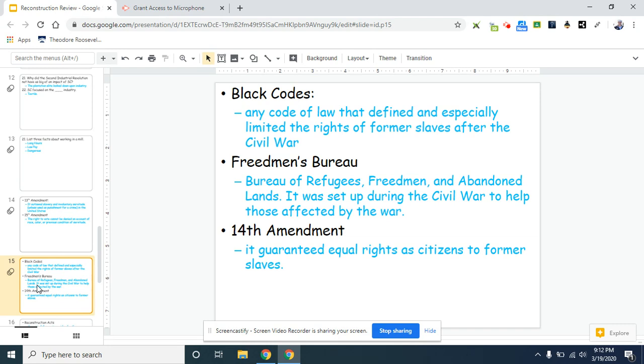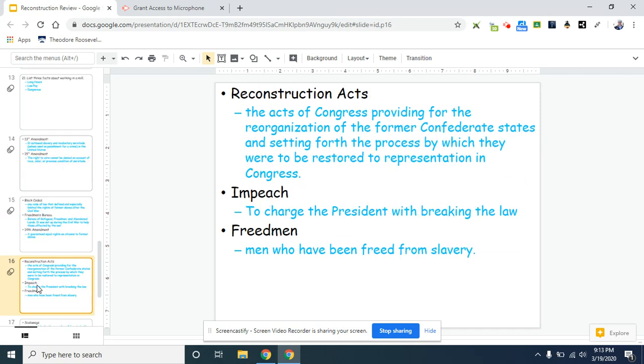Boom. There you go. 14th Amendment, it guarded equal rights as citizens to former slaves. So, in other words, equal protection of the law, that Dred Scott case issue, the 14th Amendment said, done with that. If you're now a citizen, you can sue in court, do everything else. You have all the rights of being a citizen. You can't be a half citizen. That doesn't even make sense. All right, so the 13th, 14th, and 15th Amendment took care of slavery.